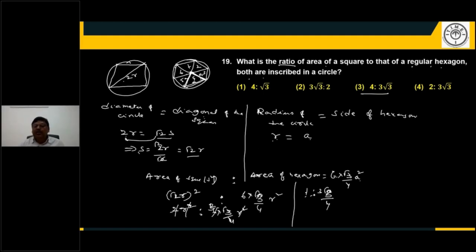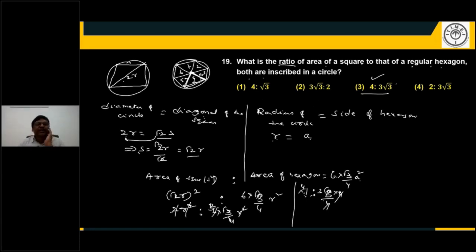1 is to 3 root 3 by 4: if you multiply both of them by 4, first term by 4, second term by 4, the 4 gets cancelled. My answer will be 4 is to 3 root 3.